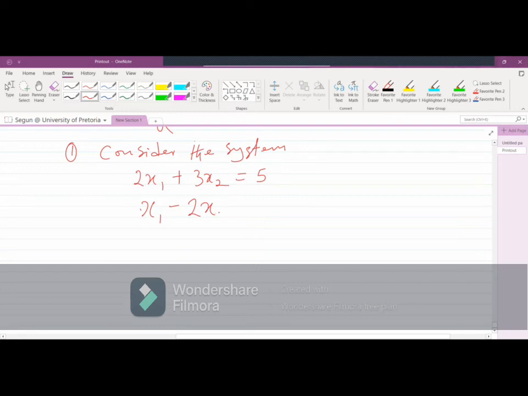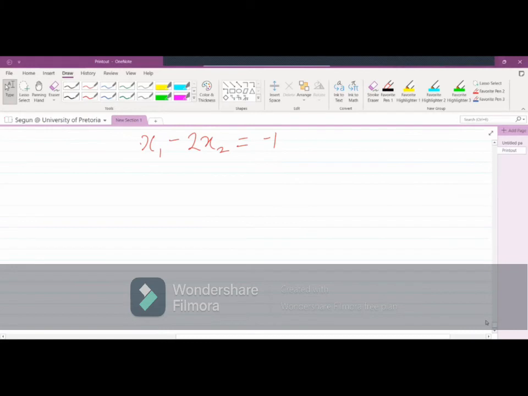So x1 minus 2x2 equals minus 1. Now, they ask us to solve this problem using the inverse method. I know some of us will be like, how do you get it? It is very simple. So let's solve it. Let's first of all write it in matrix form.